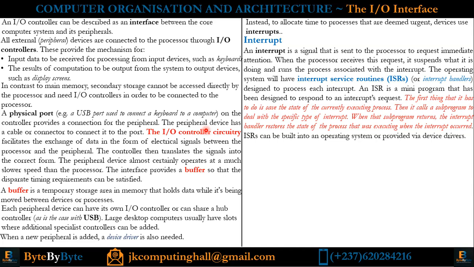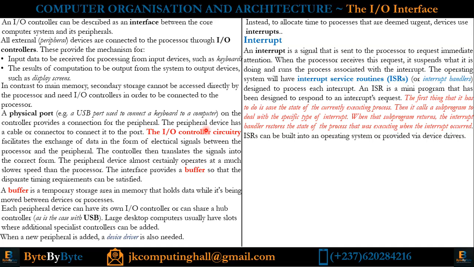The operating system will have an interrupt service routine or interrupt handlers designed to process each interrupt. An interrupt service routine is a mini program that has been designed to respond to an interrupt request. So what happens with an interrupt? The first thing the processor has to do is to save the state of the currently executing process. Then it calls a subprogram to deal with the specific type of interrupt. When the subprogram returns, the interrupt handler restores the state of the process that was executing when the interrupt occurred.